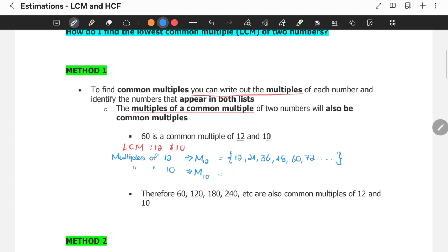And then now we look at multiples of 10, right? 10 times 1, 10 times 2 is 20, times 3 is 30, times 4 is 40, times 5 is 50, times 6 is 60, times 7 is 70, and on and on.